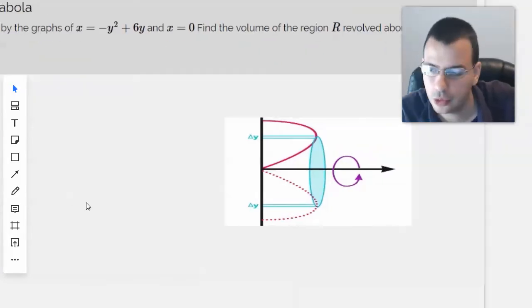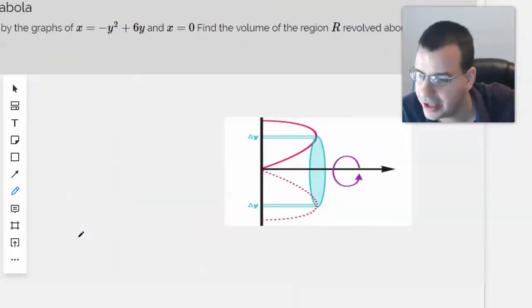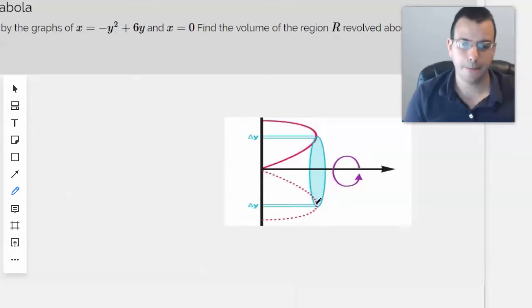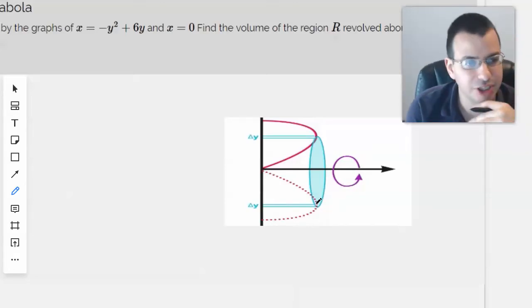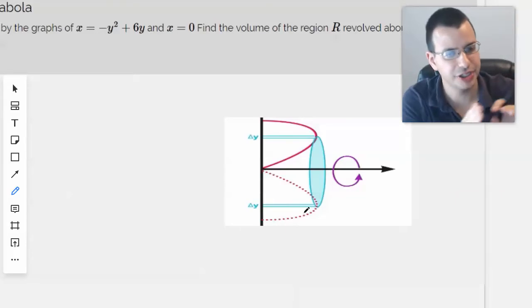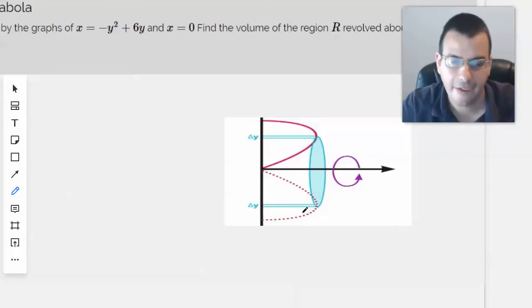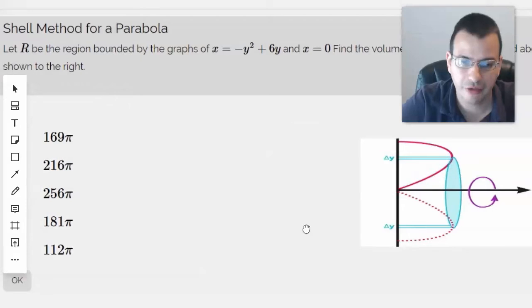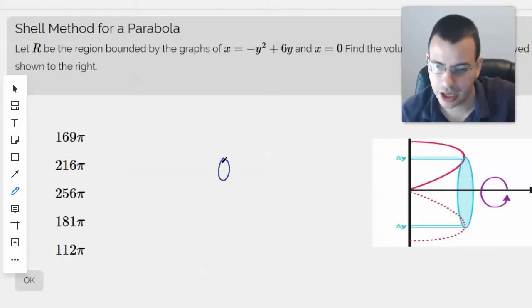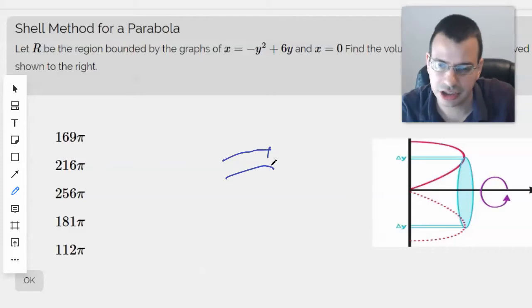Okay, so we have this delta y, and we have a rotation here, and this is going to be the shell method. So you have the disk method where you make a whole bunch of disks and stack them on top of each other. And then you have the shell method where you have a whole bunch of concentric shells. So the idea here is we're going to have a shell. I'll do it kind of like this. It's a terrible shell.